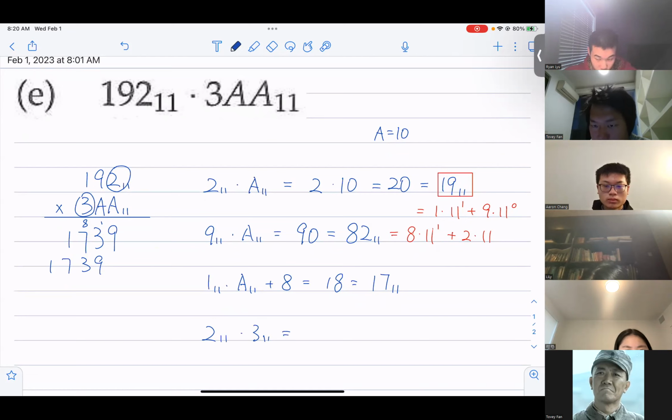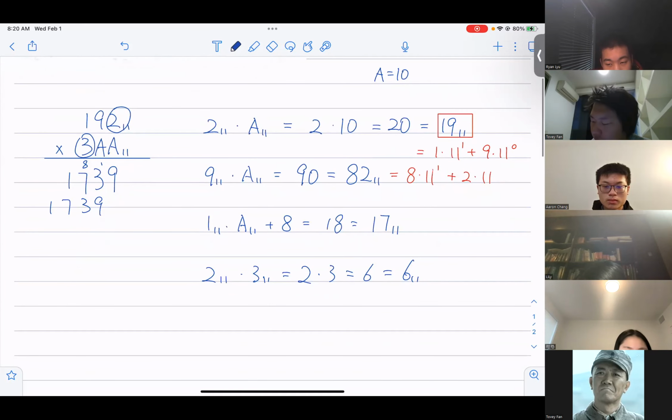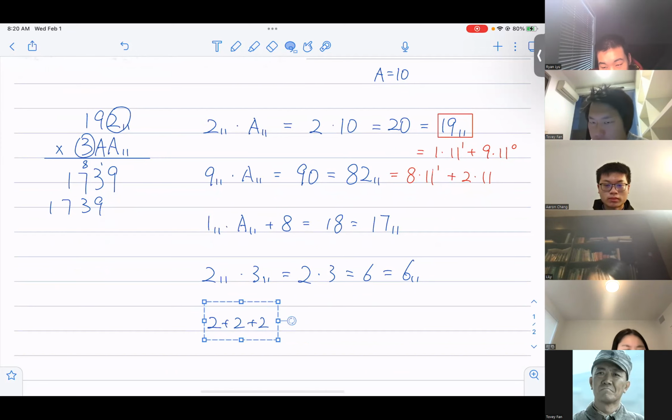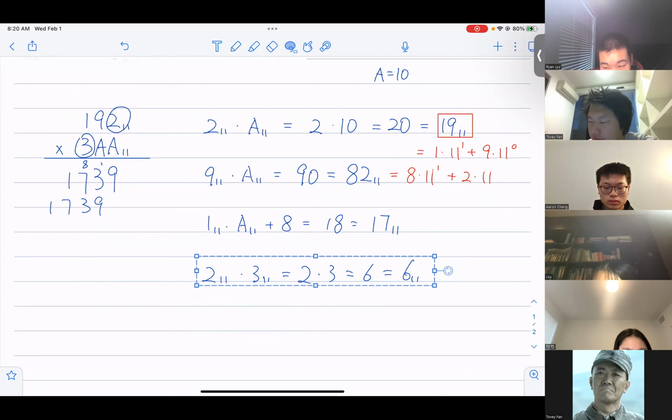will be just 6 in base 11, because if you convert both of them into decimal, that's still going to be 6. And in base 11, it's still going to be 6, right? In other words, 2 times 3 is just 2 plus 2 plus 2, right? It doesn't really matter if you do this in a decimal system or in a base 11 system. This is always going to be 6. It's only going to change if you have a base number less than or equal to 6, right? If you have like base 5 or base 6 or base 4, it's going to have an effect here, but for this it doesn't.